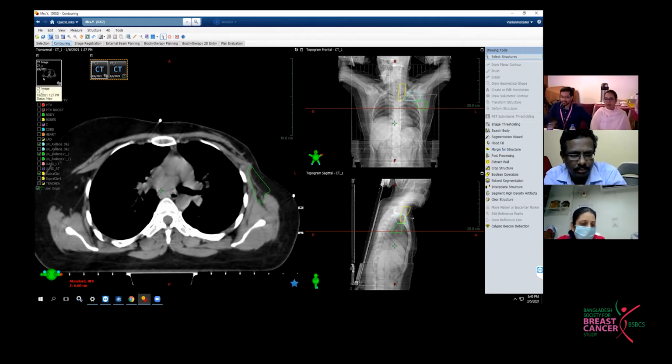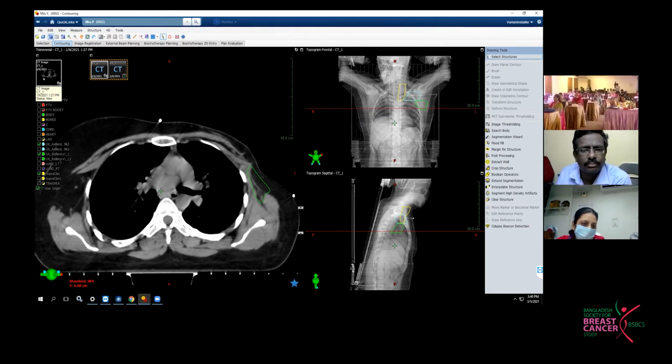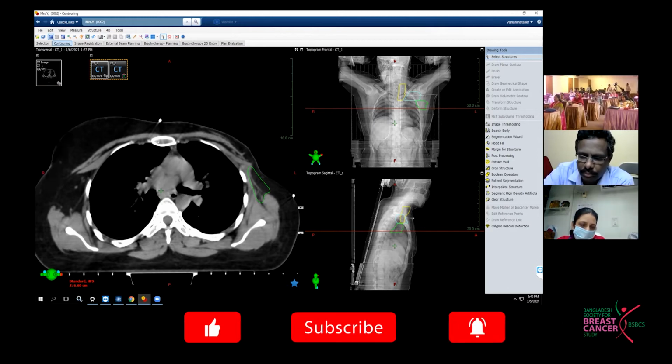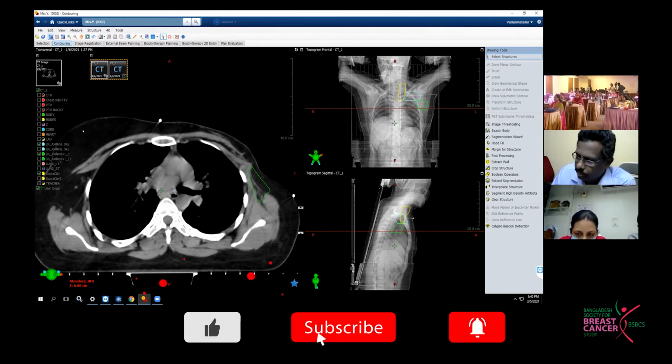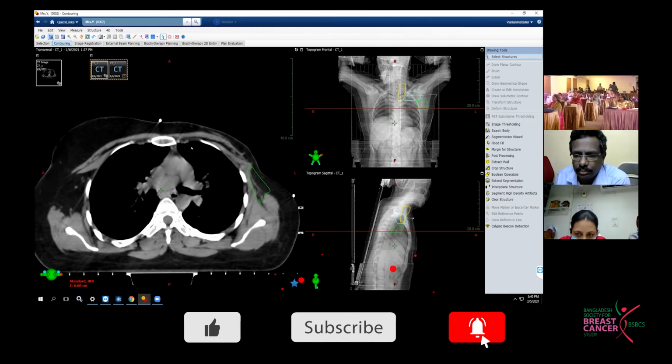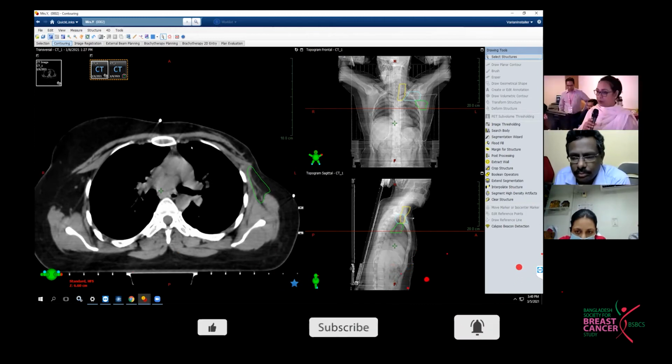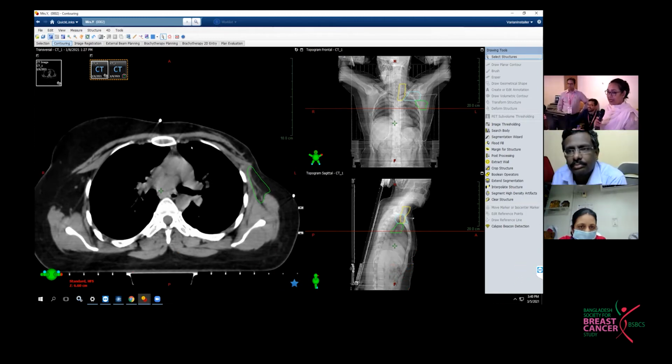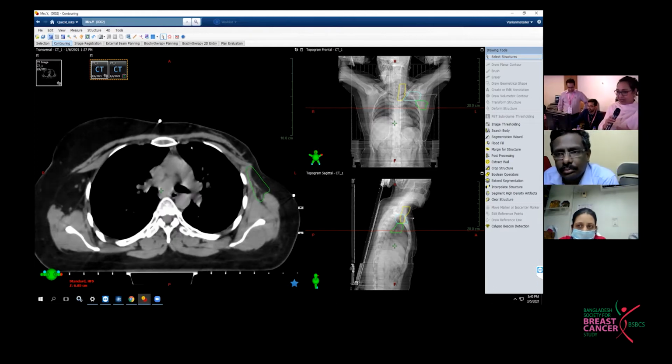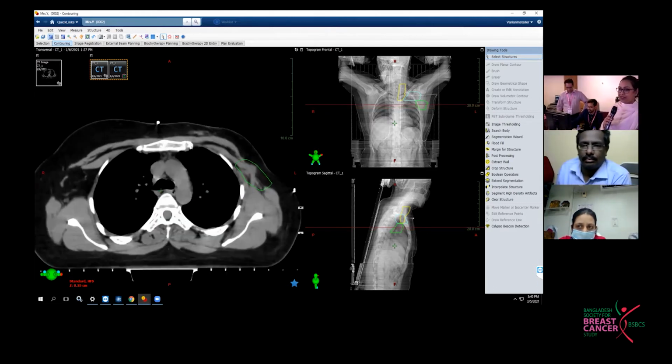Here again, I would like to know the policy. I mean, are you treating IMN lymph nodes prophylactically, or is there any case selection for that? In Bangladesh, in practice, if it is prophylaxis, we are not doing. But if it is positive, then we try to add the internal mammary. It's my practice. I think it's a common practice here in Bangladesh.